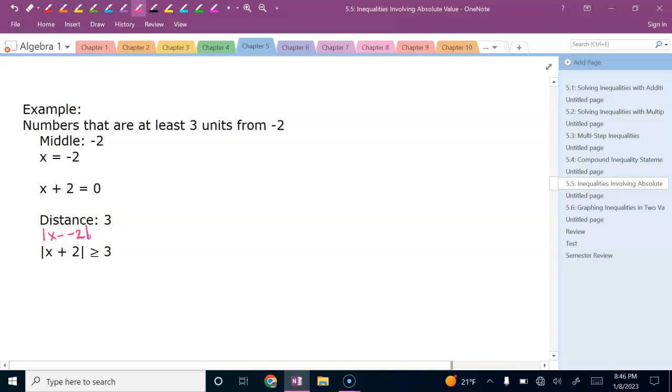And then your 3. Now, how they got the greater than or equal to sign is they're saying that it has to be at least 3. So 3 is the smallest amount away from the -2 that you can be. It has to be 3 or more in order for it to work for this problem. So 3 or more would be leading us towards a greater than type problem. That's why they're using a greater than or equal to sign.